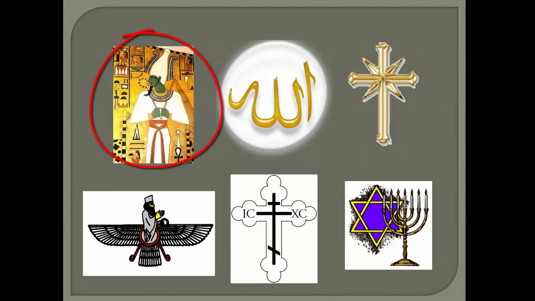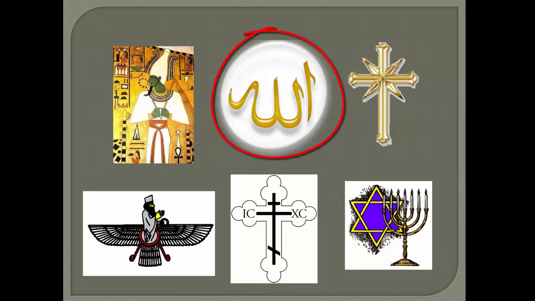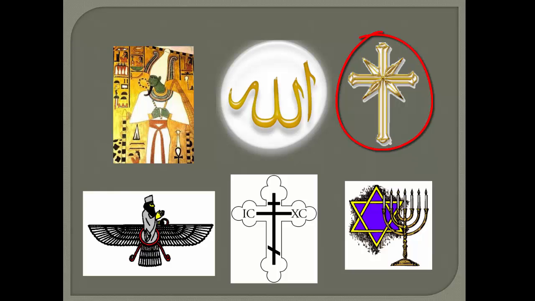The cult of Osiris, from ancient Egypt. Since Osiris is the god of the Nile, among other things, he is always green, representing vegetation. Islam. This is the word Allah, the Arabic word for God. This is Scientology, not Christianity. The 8 points of the cross represent the 8 dynamics.